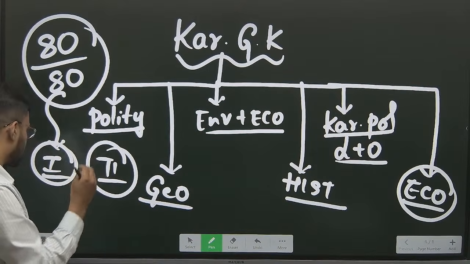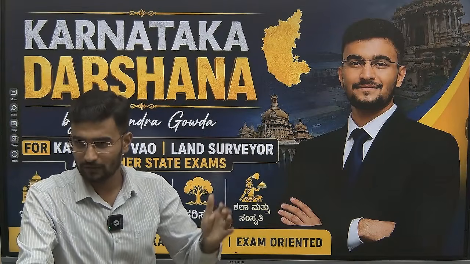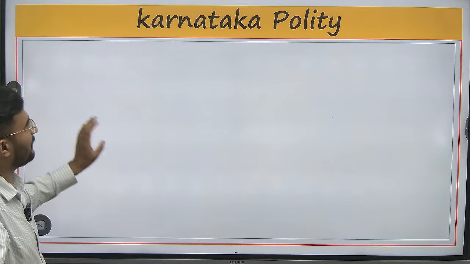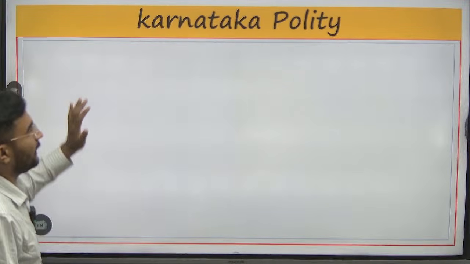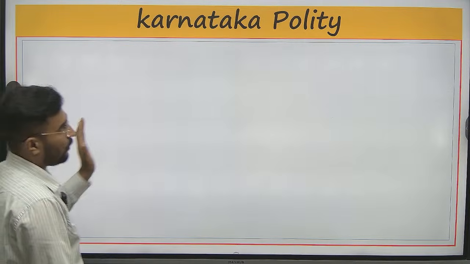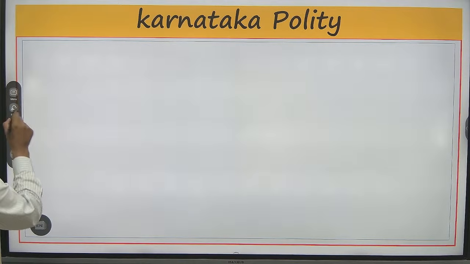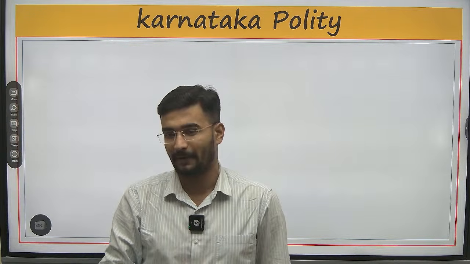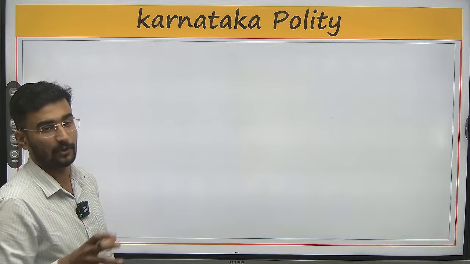Now, this is just a brief idea about this Karnataka Darshanam and our Sunday Manthan also. Done. Now we'll start one by one. The first and foremost one will be Karnataka related polity. Now when we are discussing Karnataka related polity, what is our agenda here? What is Karnataka polity? Which all things we need to discuss here as a part of our Karnataka related polity?